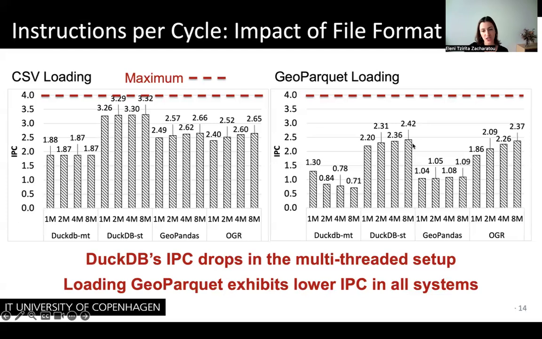The right graph shows the IPC for GeoParquet loading, and across the board here, the IPC is lower for all systems compared to when loading CSV files. Again, DuckDB single-threaded is the winner, and again, the IPC for DuckDB drops in the multi-threaded setup. Finally, we see a trend of increasing IPC with larger file sizes for all systems, except here for multi-threaded DuckDB, and this suggests that with larger files, we have more opportunities for instruction level parallelism.